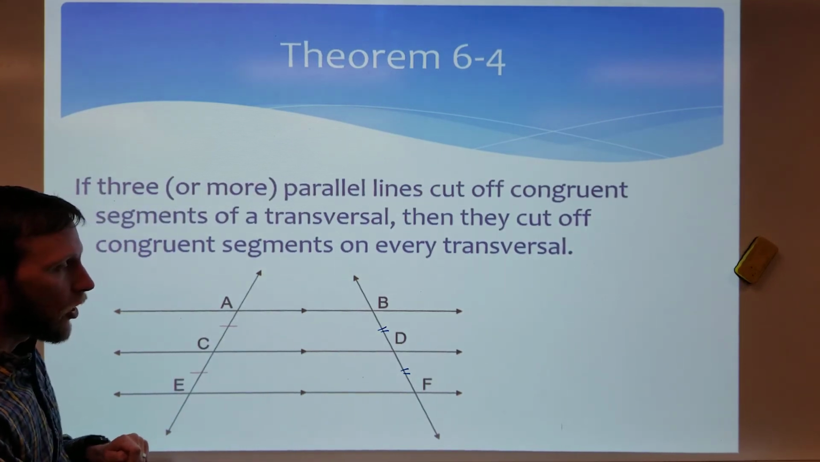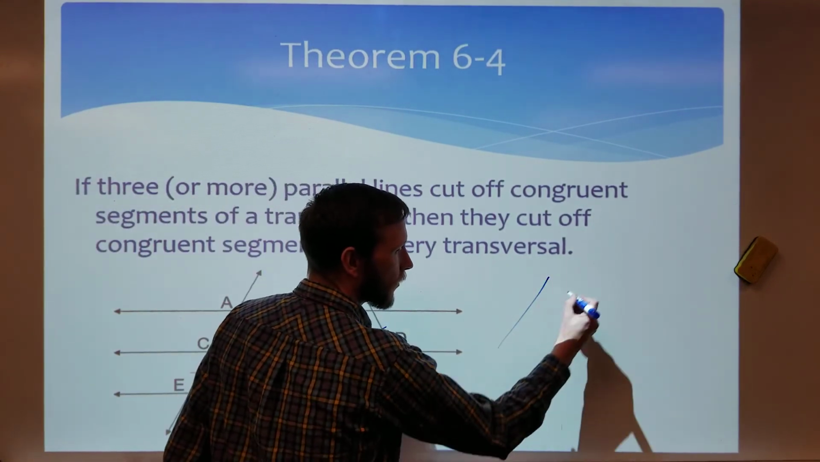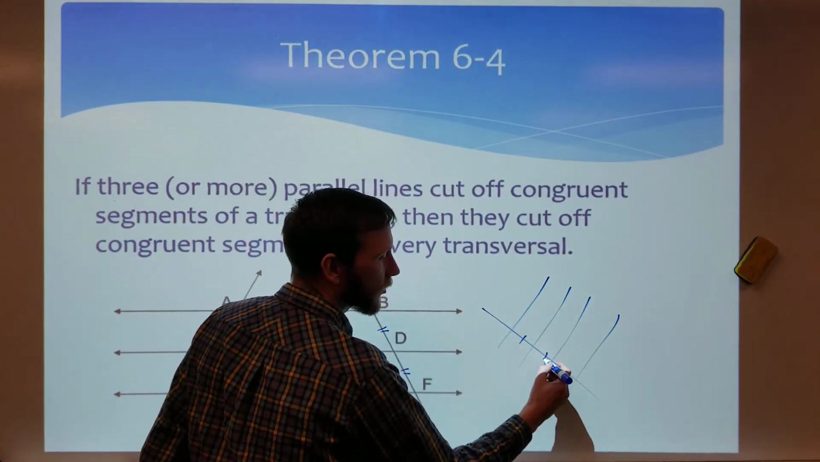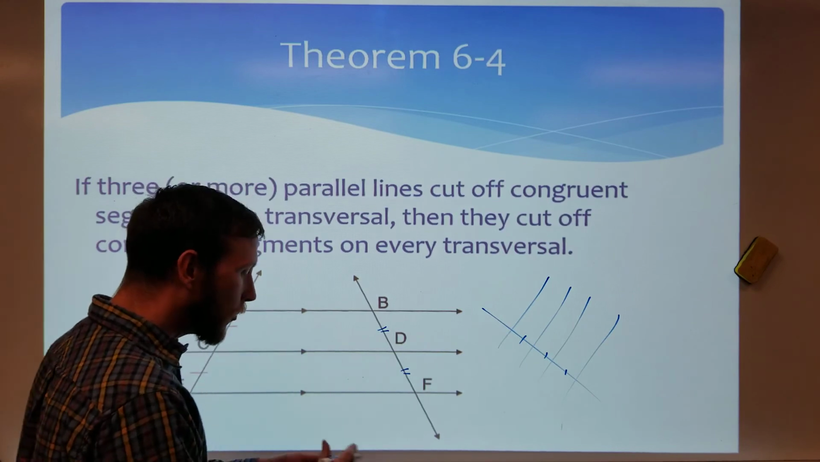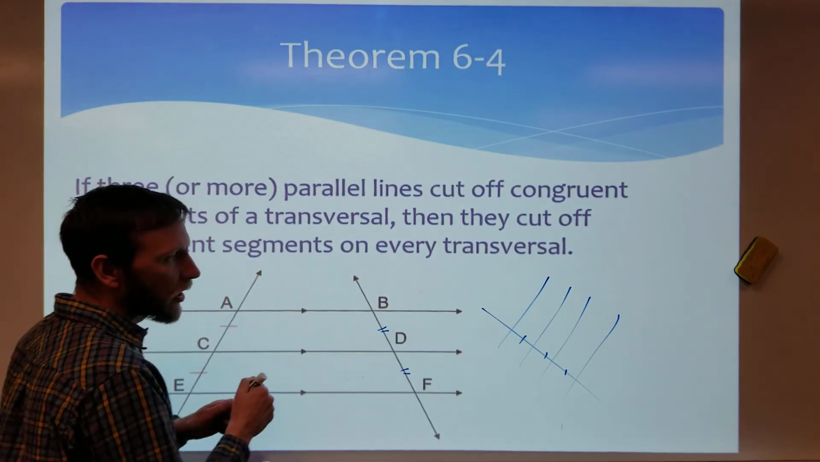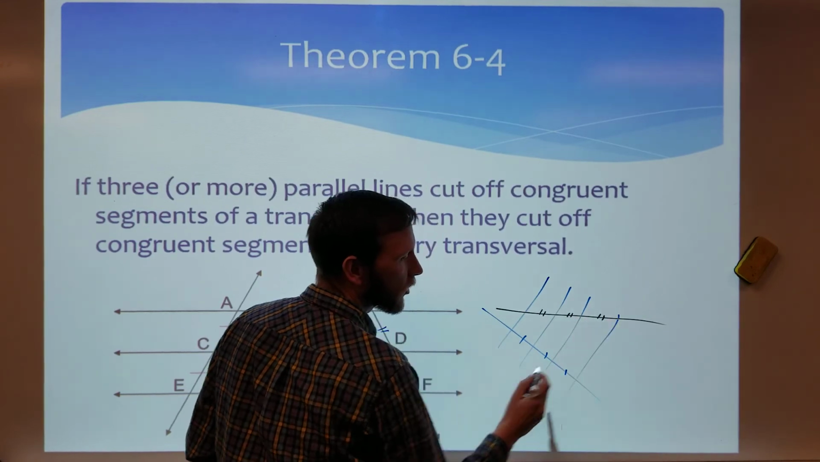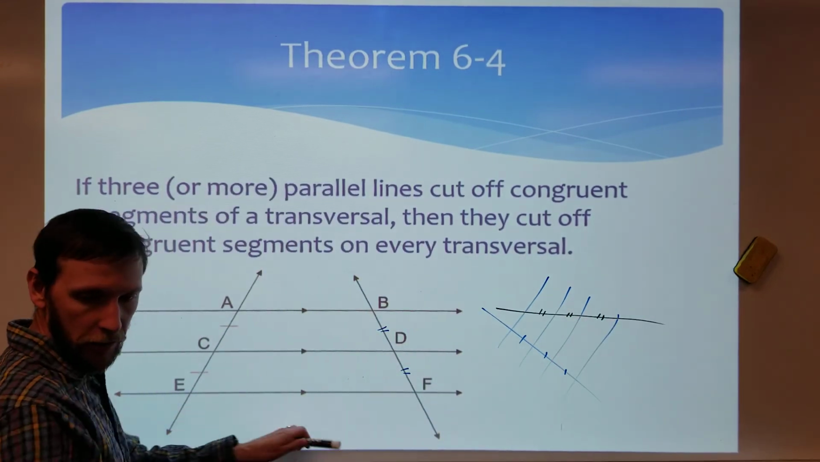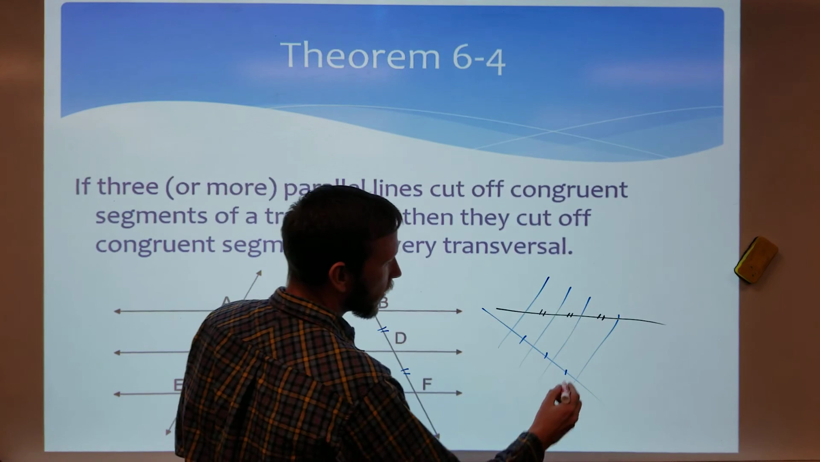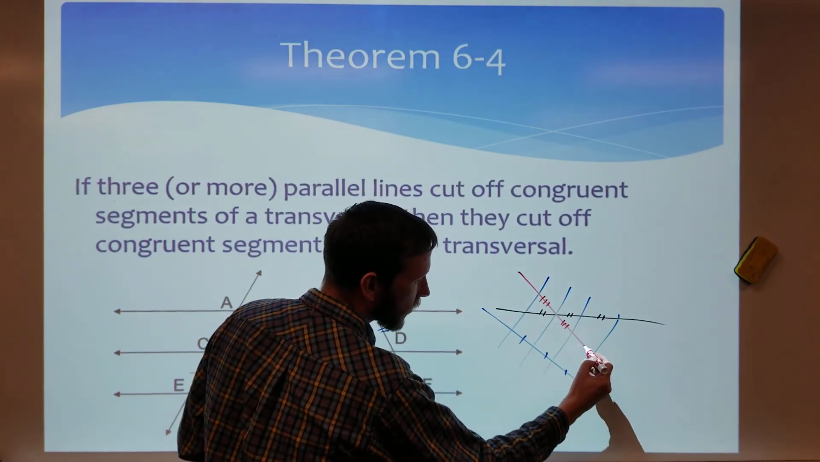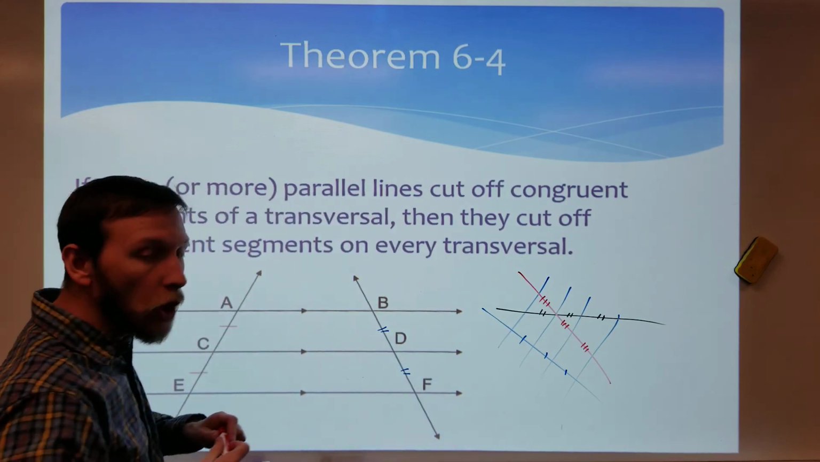All right? So if I've got something like all these parallel lines, and I'm saying that this is congruent to this is congruent to this, then no matter what I do, and no matter which line I draw, if I draw it like this, then this segment is congruent to this segment is congruent to that segment. If I draw it in a different color here, if I draw it like this, then this segment is congruent to this segment is congruent to this segment. All right? They're going to have the same length.